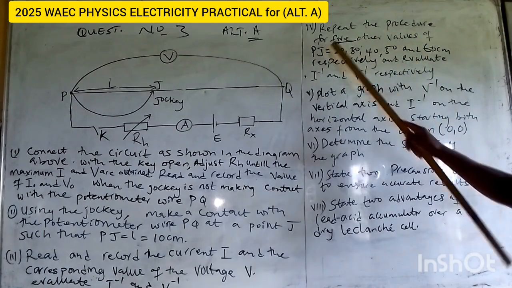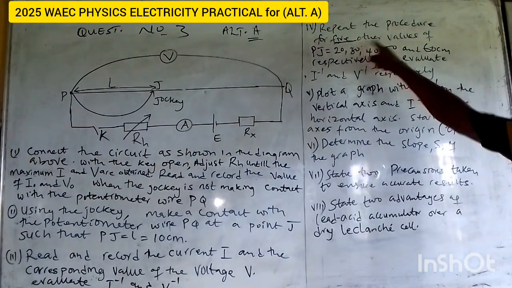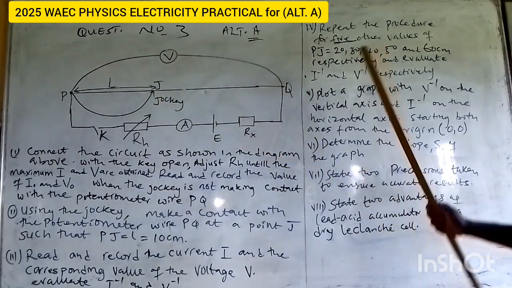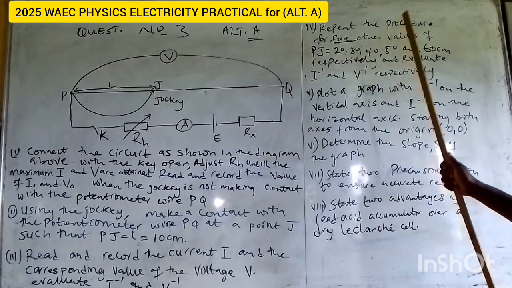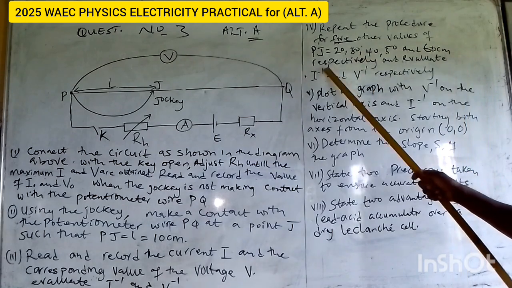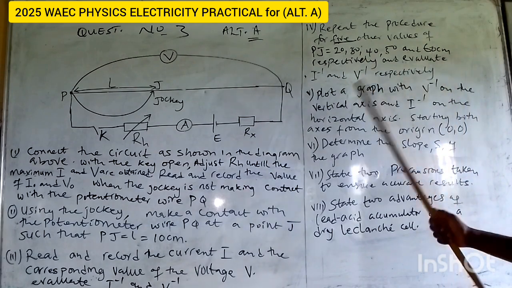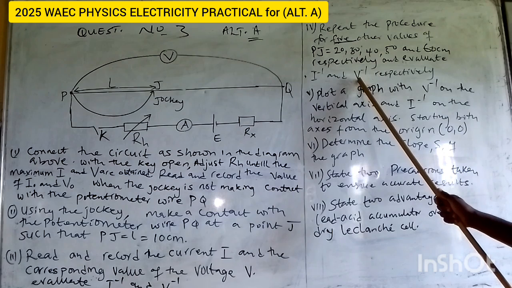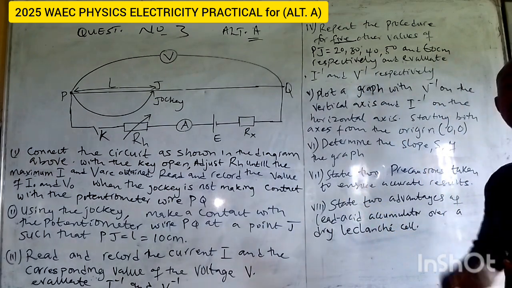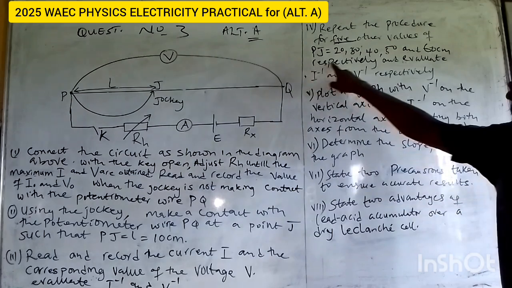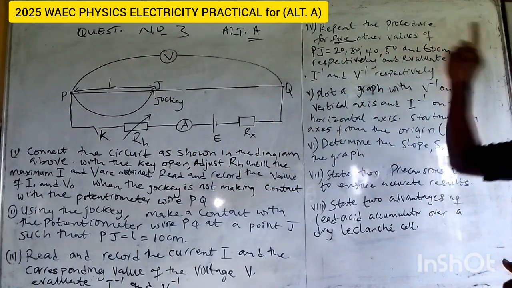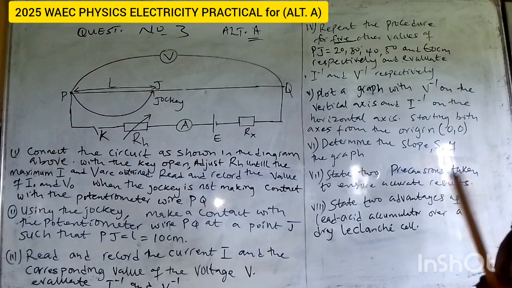Repeat the procedure for 5 other values of P from here to here equals 20, 30, 40, 50, and 60 centimeter respectively, and evaluate I inverse and V inverse respectively. Please, for this exam, I will do 10, 20, 30, 40, 50, 60, 70, 80, and 90.